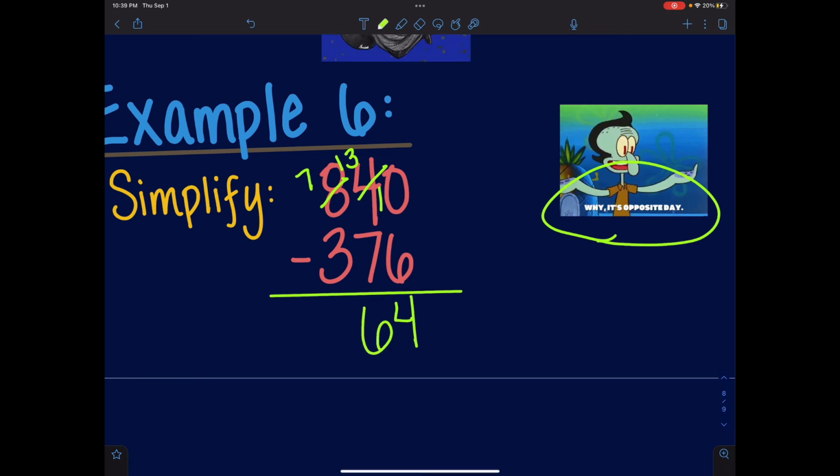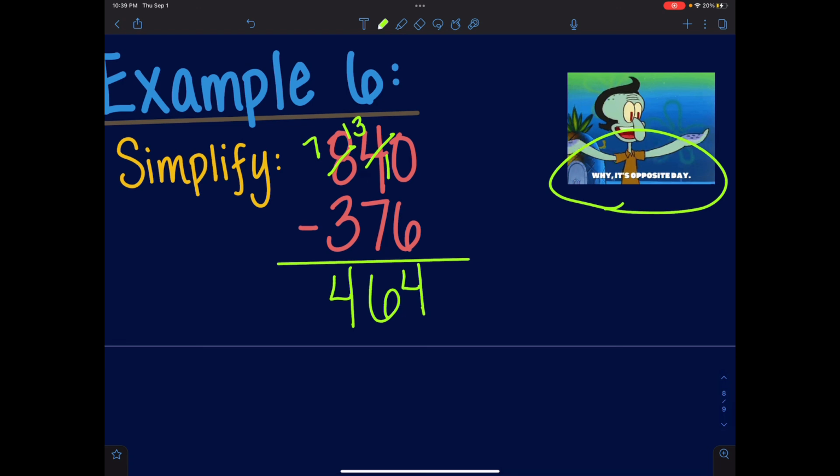Okay. And then we're going to subtract the hundreds. 7 minus 3. 7 minus 3 is 4. Now, remember that we switched the original problem. So the answer to the original problem is going to be the opposite of this. The opposite of this is negative 464. And that is your final answer.